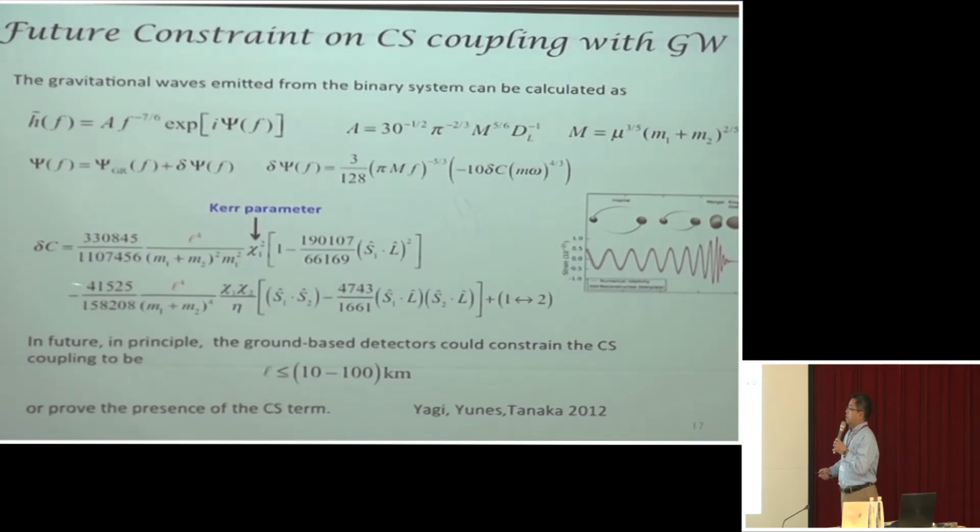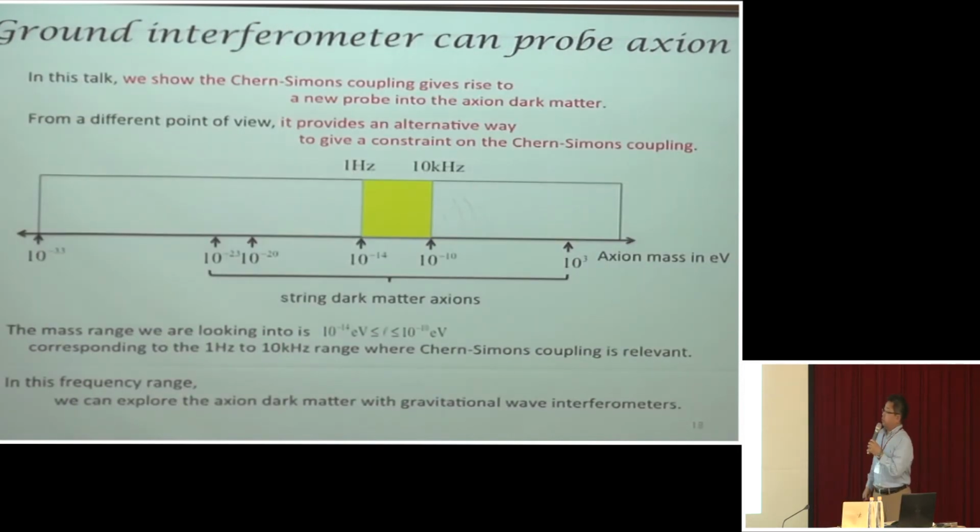So here we have the coupling constant. This represents the Kerr parameter, the spin of the black hole. I should say that this is a black hole binary system. So if we can measure the Kerr parameter, the spin of the black hole, then we can constrain the coupling constant. Then these people conclude that in the future we can constrain this coupling constant to be L less than 10 or 100 kilometers. This is the current situation.